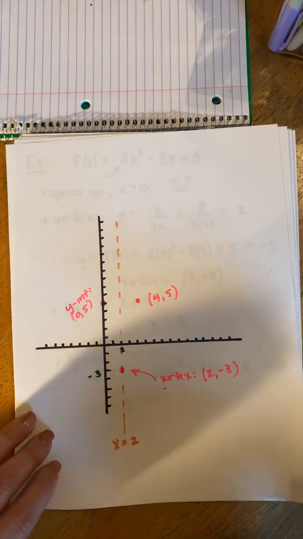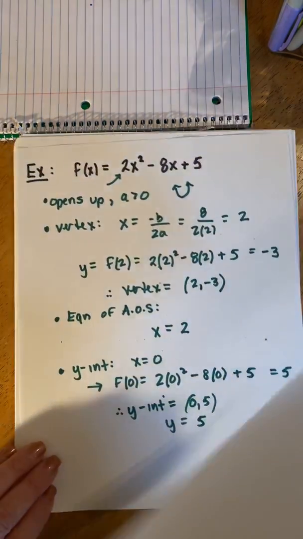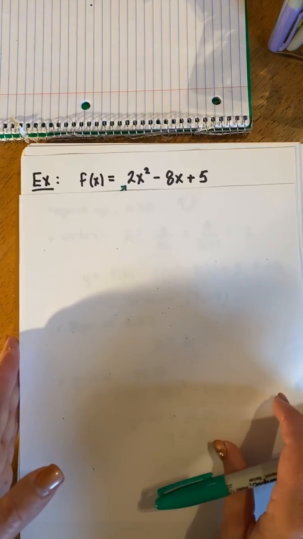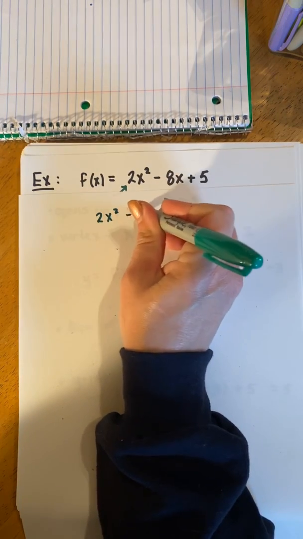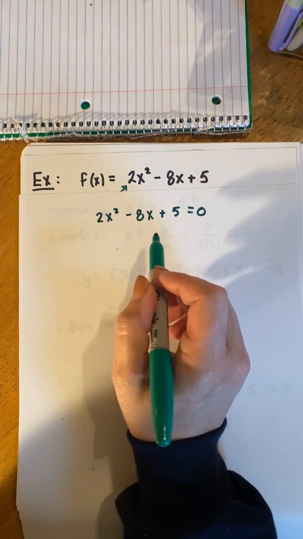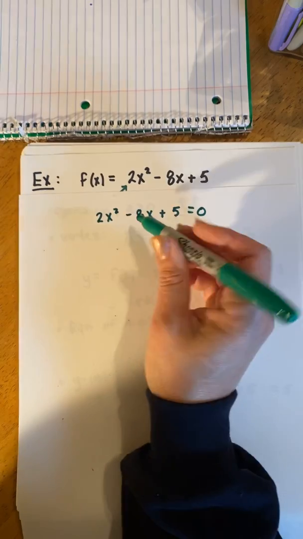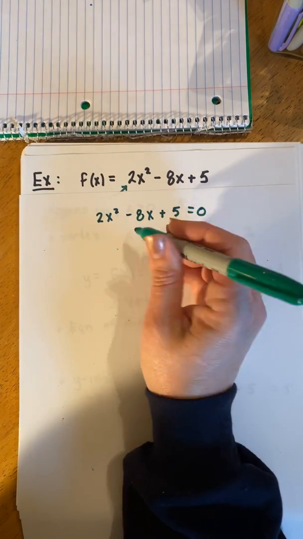So let's do that. To find the coordinates of the x-intercepts, we find the zeros of the function. So we set the function equal to 0. So we're looking for the inputs that produce an output of 0. We can try factoring, but I'll save you the headache, this does not factor. We could divide the 2 out and complete the square, but I don't want to work with 5 halves.